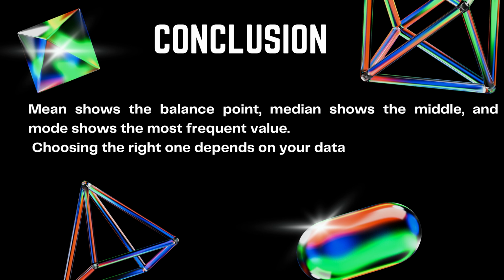In conclusion, mean shows the balance point, median shows the middle value, and the mode shows the most frequent value. Choosing the right measure depends upon the nature of your data.